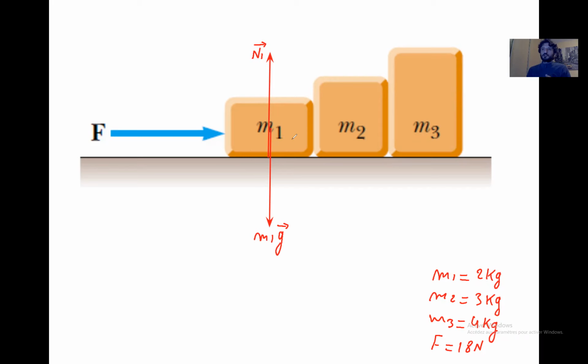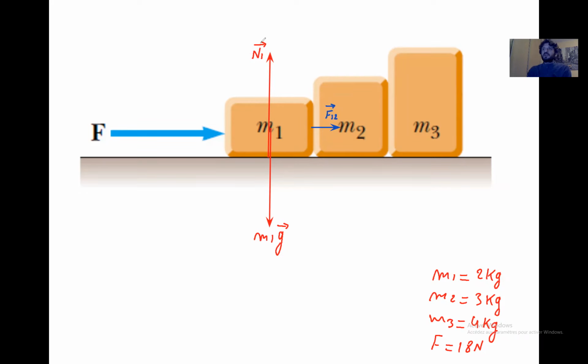M1 will push M2 with F12. This F12 will be on M2. Let's draw with the blue color. M1 will push M2 like this. This one is F12. It's not on M1. You know the third law of Newton, the action will create a reaction. So M2 will do a reaction on M1 with F21. The action and the reaction have the same magnitude, but in the opposite direction.